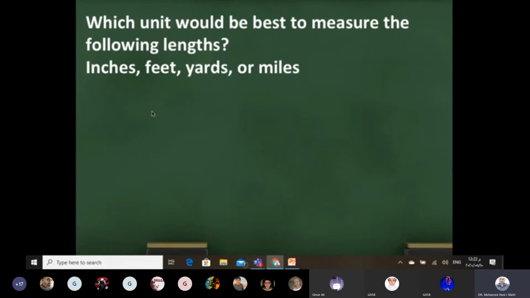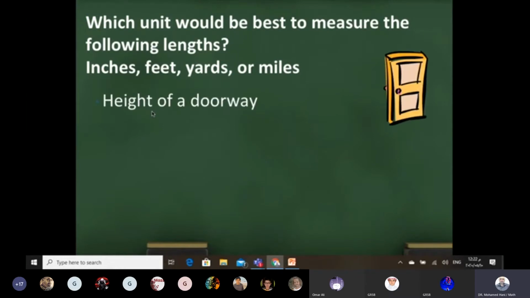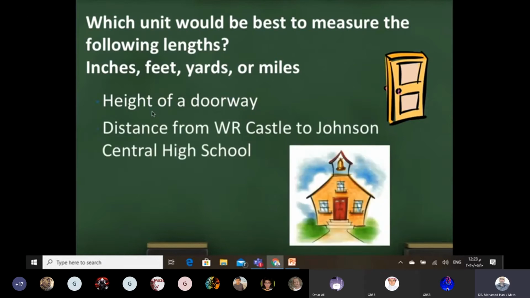Which unit would be best to measure the following lengths? The height of a doorway. Would you use inches, feet, yards, or miles? You would probably use feet. You could also use inches. Actually, you could even use yards. What about the distance from W.R. Castle to Johnson Central High School? In this case, miles would be your best bet. What about the length of a pencil? Inches. Good job.